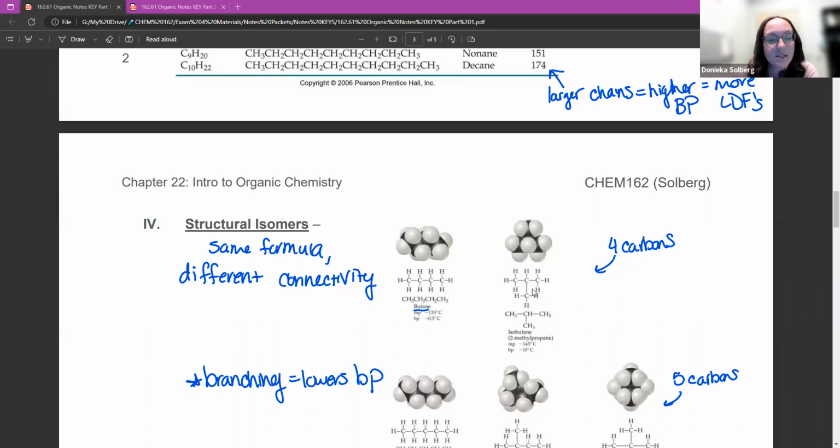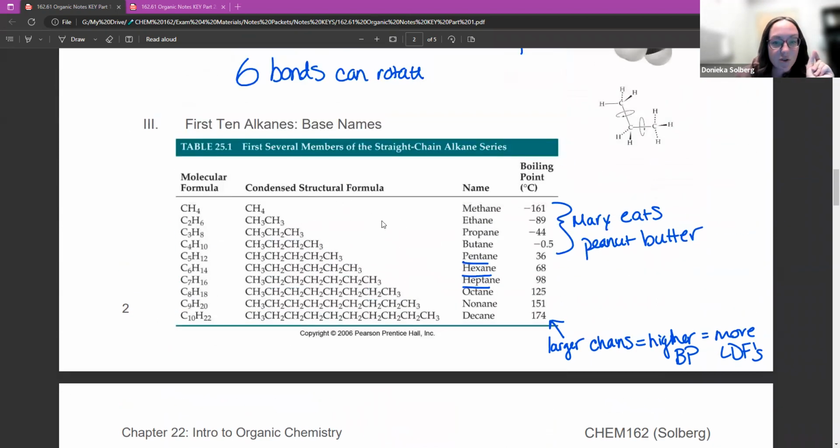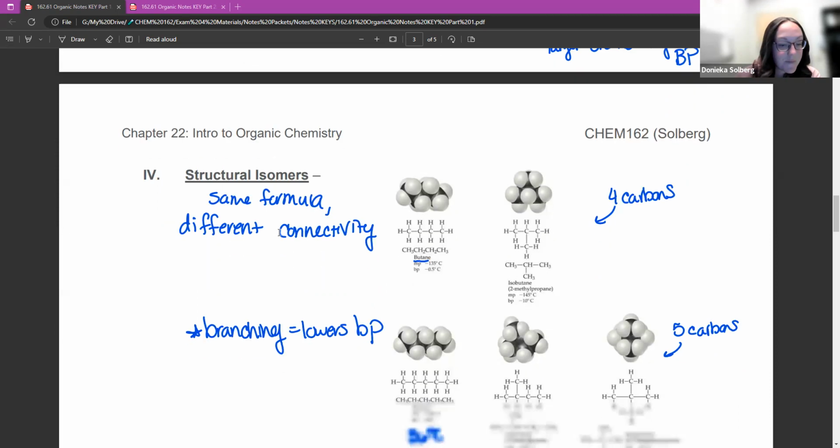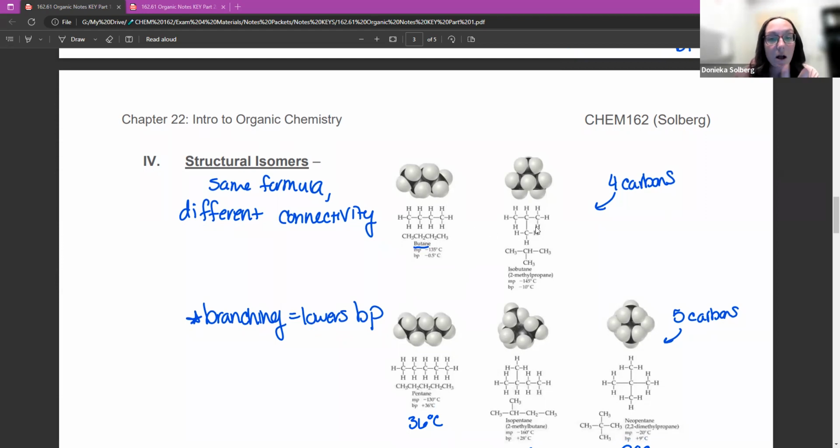But these are actually connected differently because if I wrote out the condensed structural formula, this one would be CH3, CH2, CH2, CH3. This one would be CH3, CH, CH3, and CH3. So they are actually connected differently. These are called structural isomers. Isomer meaning same formula, different connectivity. Okay. Now that actual connectivity does also affect the boiling point.